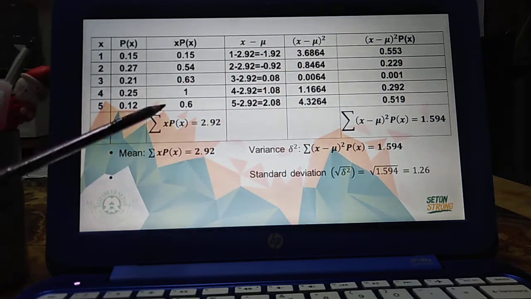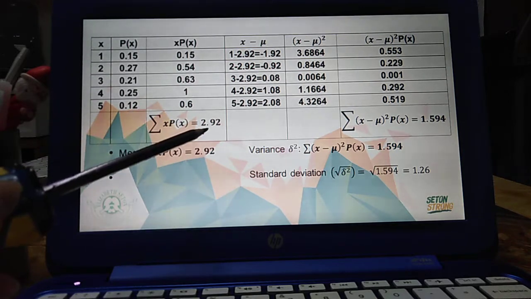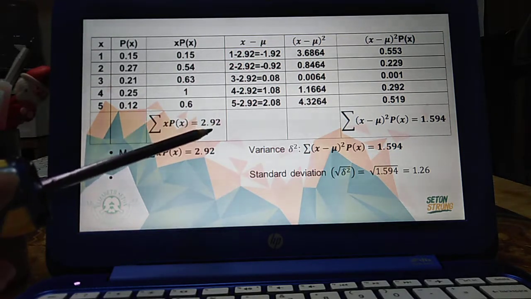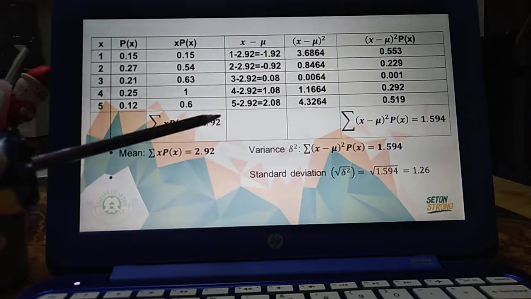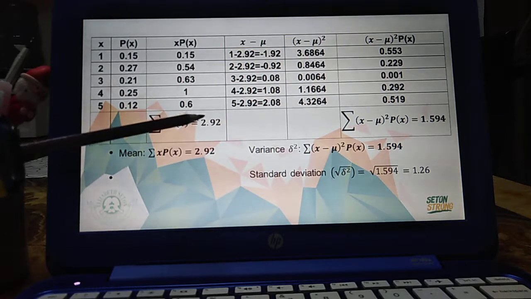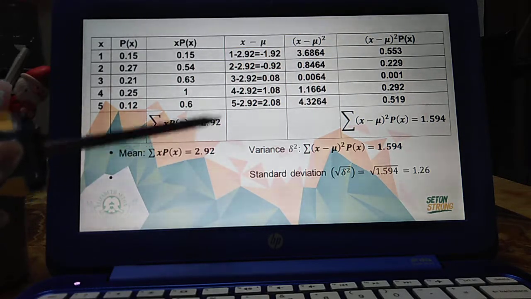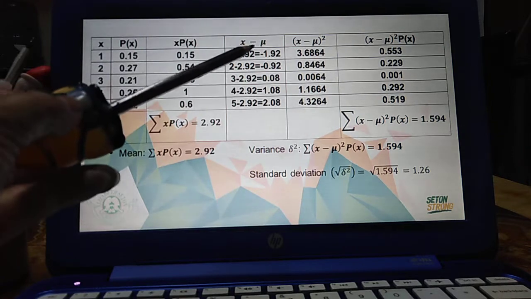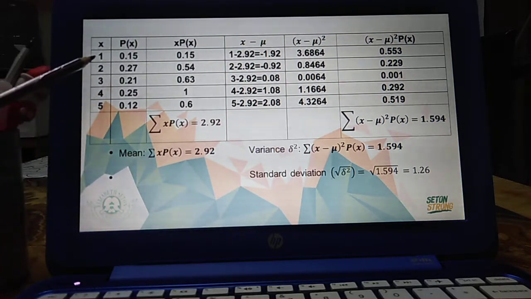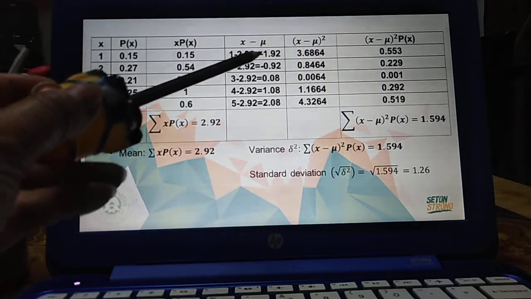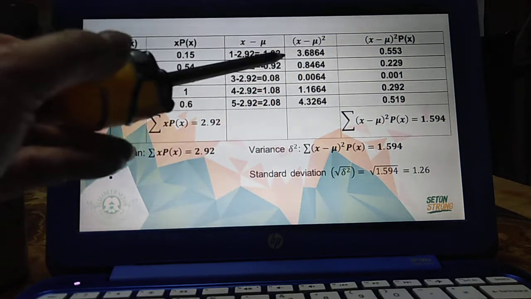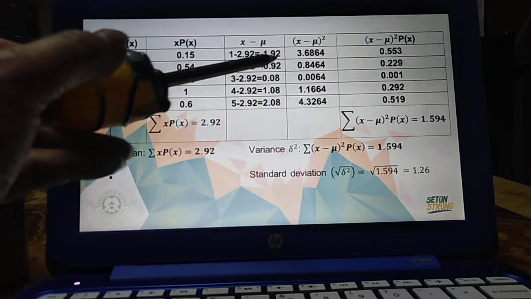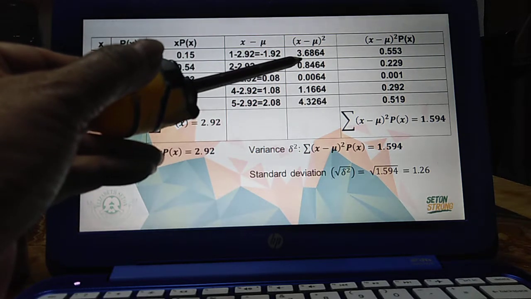We add everything up. We get 2.92. 2.92 now refers to the mean or the expected value. So our mean is now 2.92. In the next column, we subtract the mean from the random variable. So 1 minus 2.92 is negative 1.92. And then we square negative 1.92, which becomes 3.6864.